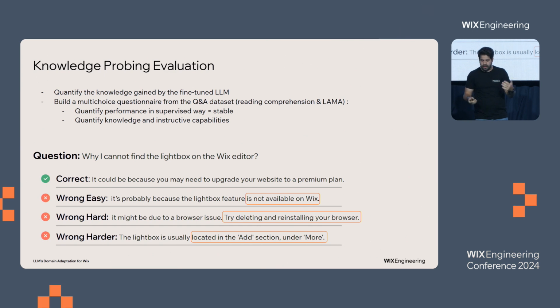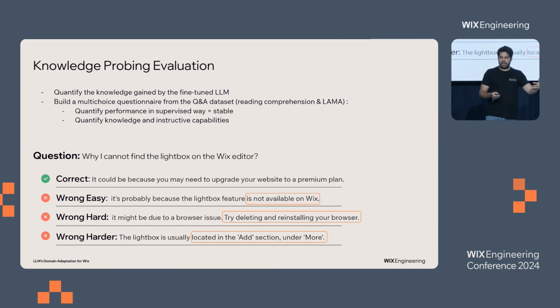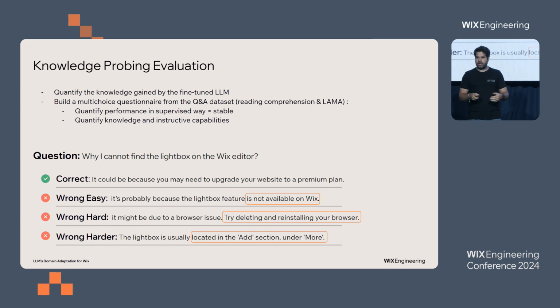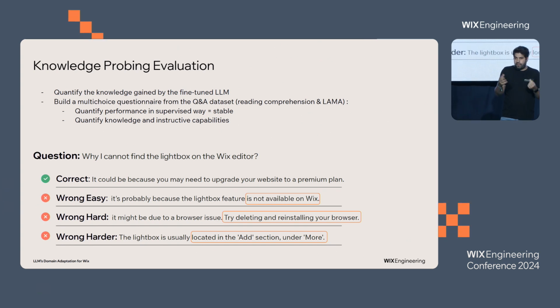There are many reasons for that. And by having 3 other alternatives and asking the LLM, given this quiz, to come up with the best option, you actually get 2 capabilities. The first one is the knowledge.